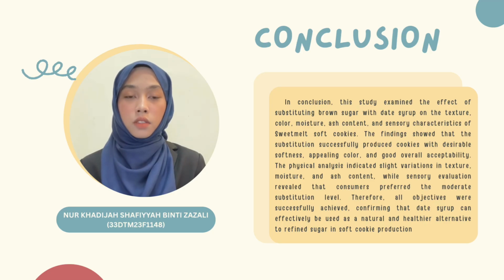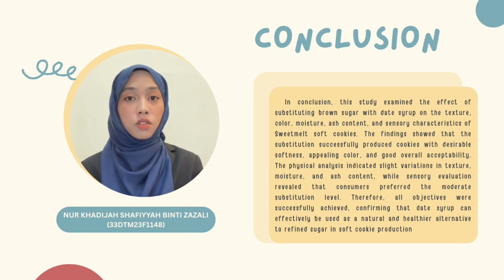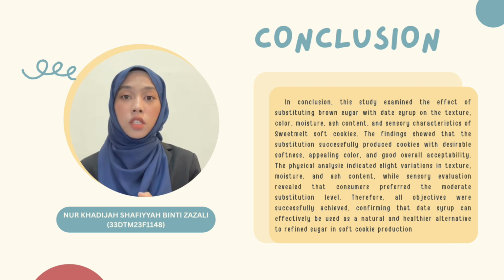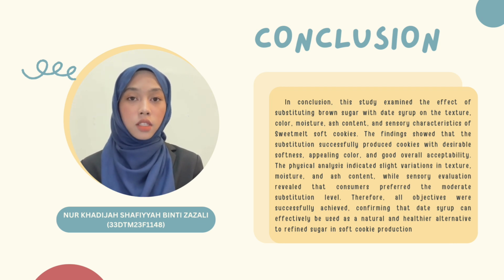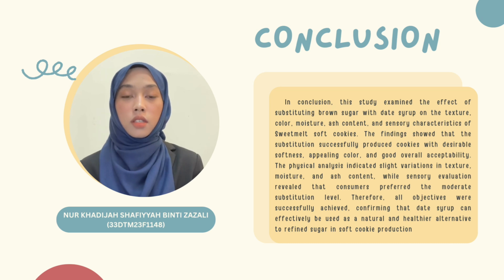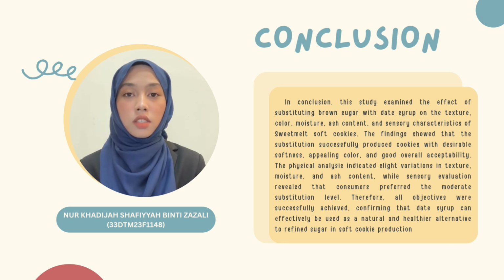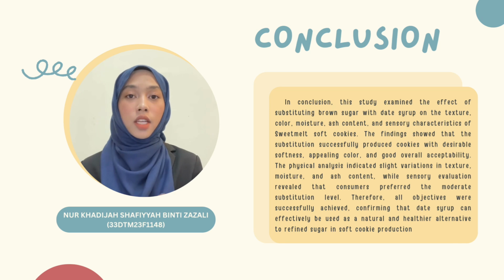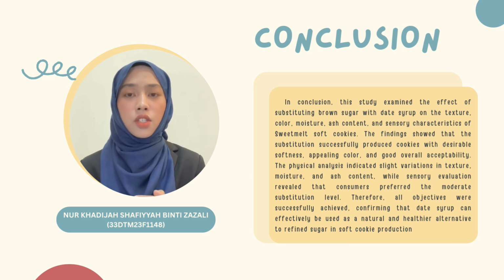For the conclusion, this study shows that date syrup can successfully replace brown sugar in making soft cookies. The cookies produced had good softness, attractive color, and great overall acceptability. There were only slight changes in texture, moisture, and ash content, but the result was still very positive. Overall, all of the objectives were achieved, proving that date syrup is a natural and sustainable alternative to refined sugar in cookies production. Our SWEETMELT date cookies surely combine great taste and quality.